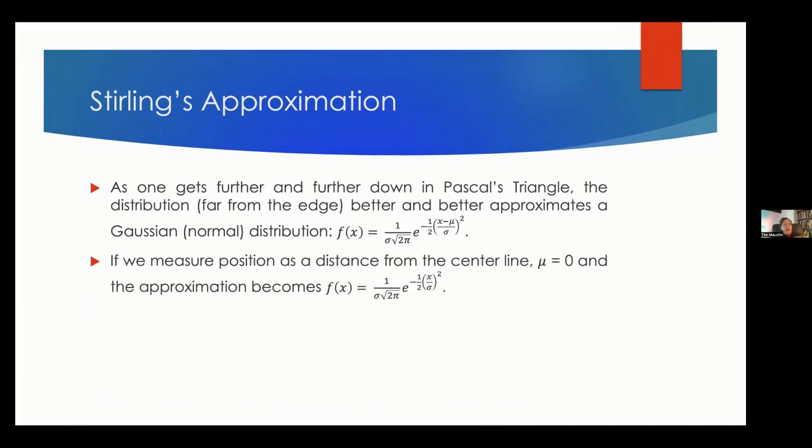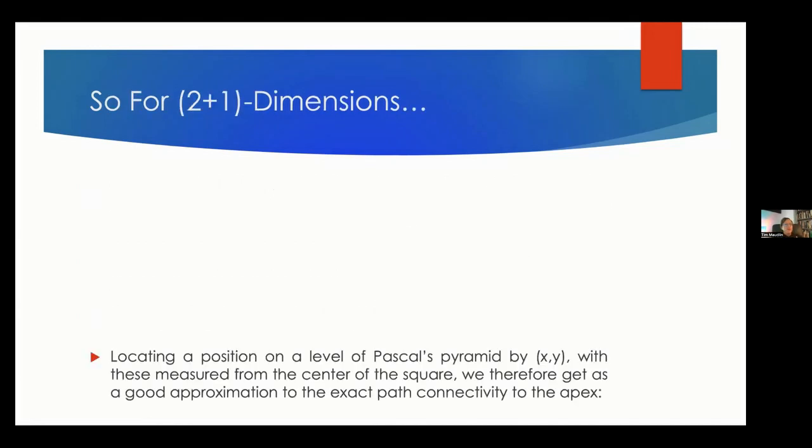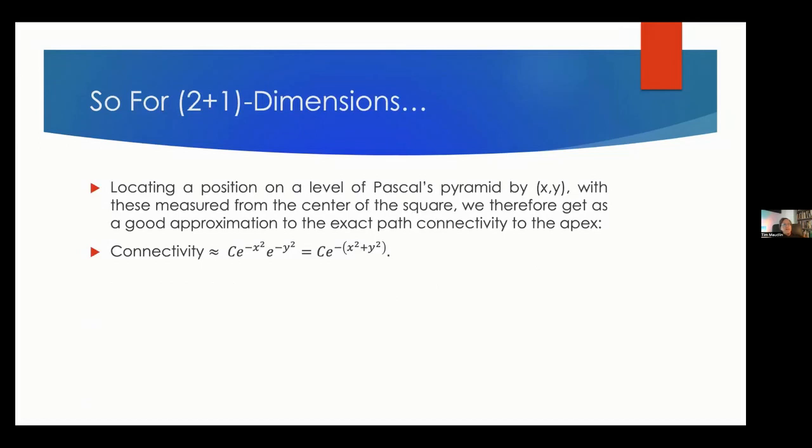And the main thing about it, I want to calculate path connectivity. I know how to do it. I use Stirling's approximation for these numbers, which goes to a Gaussian. And if I ignore the normalization constants, it's just e to the minus x squared. So along each edge, the numbers distribute like e to the minus x squared, where x is the distance from the center of that out toward the side. And therefore, for 2+1 dimensions, the connectivity at any given level will be some constant, e to the minus x squared times e to the minus y squared. And that's e to the minus (x squared plus y squared).